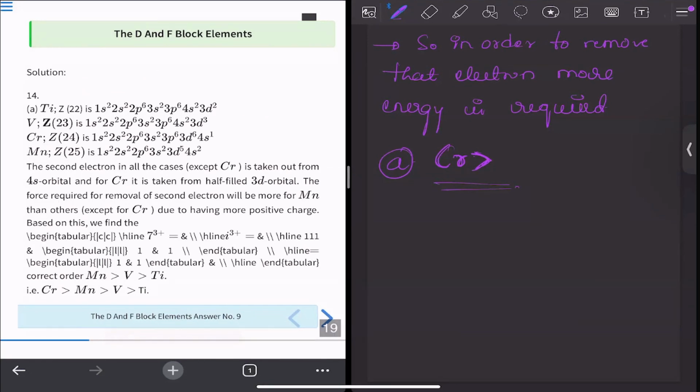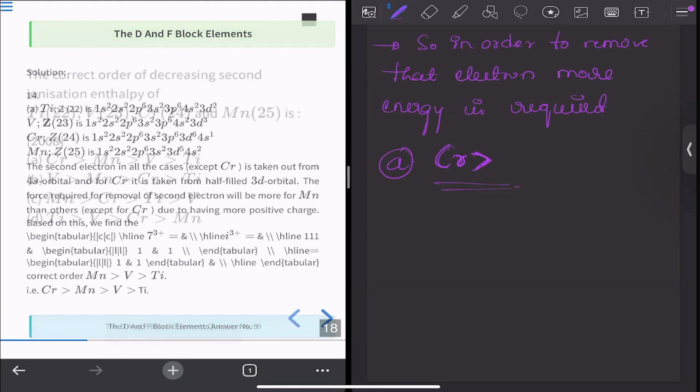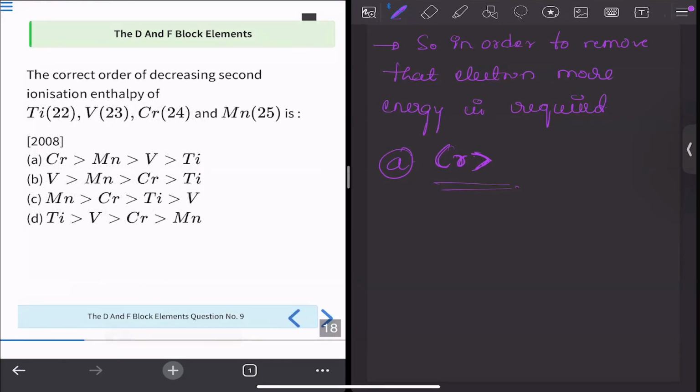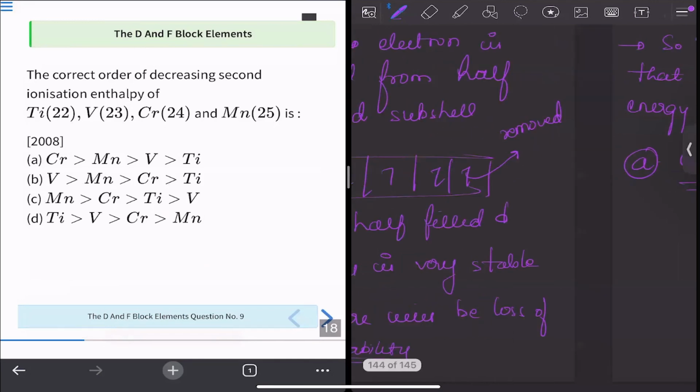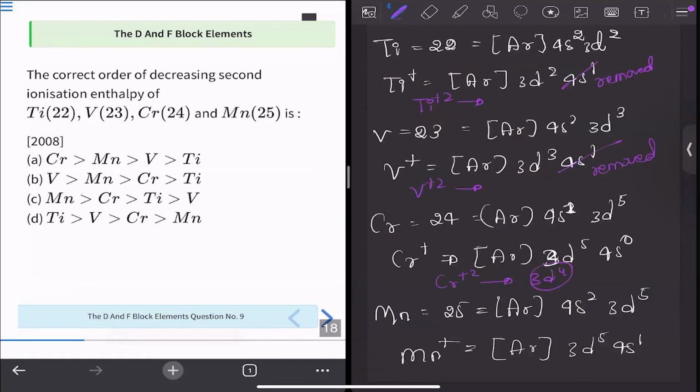The energy required for removal of the second electron will be more for manganese than the others due to having a more positive charge. Among titanium, vanadium, and manganese, manganese will have more because it has high positive charge, so there will be more attraction. After that comes vanadium, because it has more positive charge than titanium: there are 23 protons in vanadium and only 22 in titanium, so it will be least. So chromium greater than manganese, greater than vanadium, greater than titanium. This is the answer.